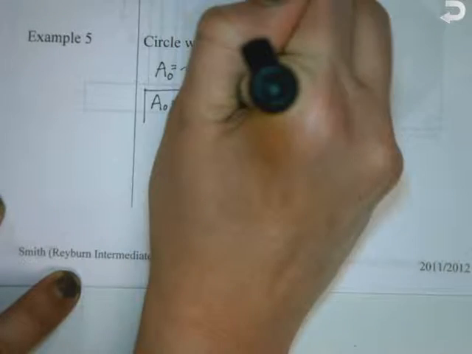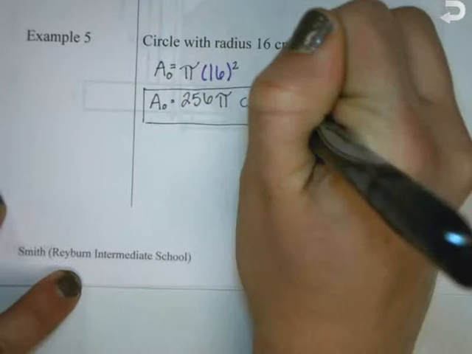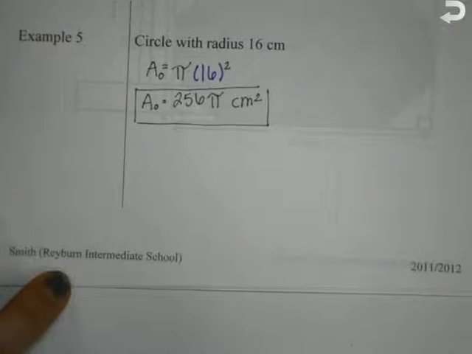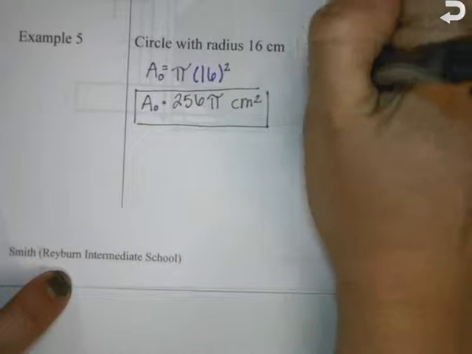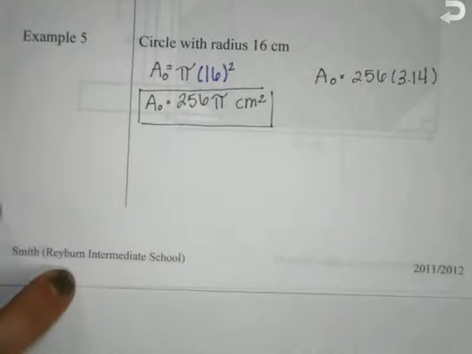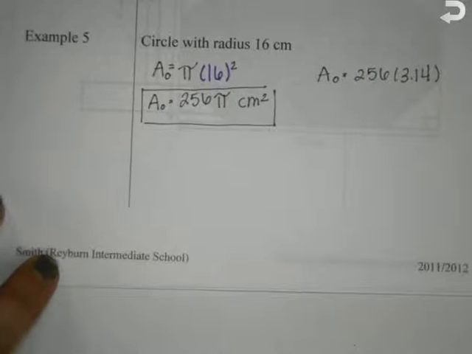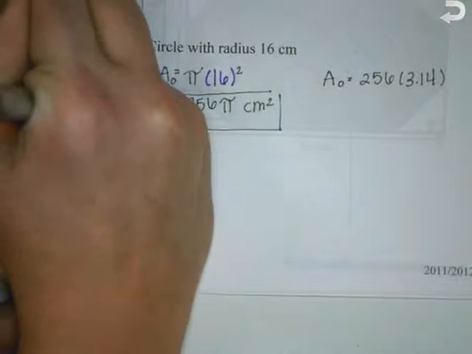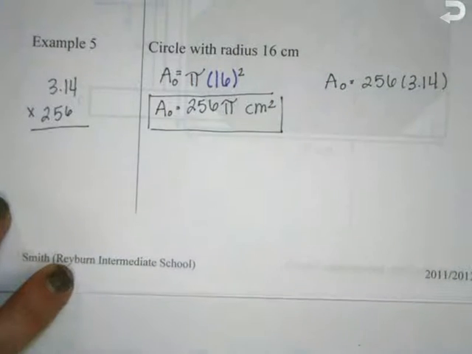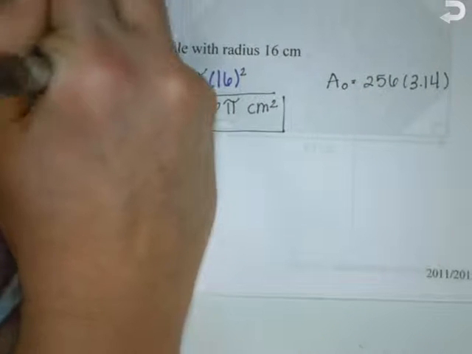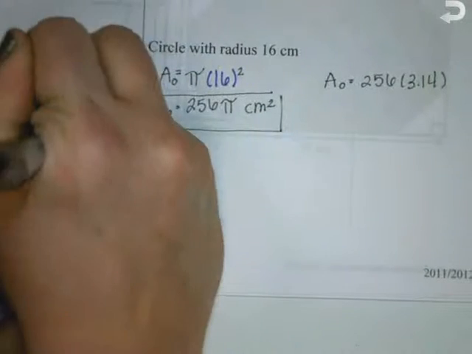256. Okay. 6 times 4 is 24. 6 times 1 is 6 plus 2 is 8. And 6 times 3 is 18. Placeholder. 5 times 4 gives me 20. 5 times 1 is 5 plus 2 is 7. And 5 times 3 gives me 15. 2 placeholders. 2 times 4 is 8. 2 times 1 is 2. And 2 times 3 is 6. Let's add all of that together.